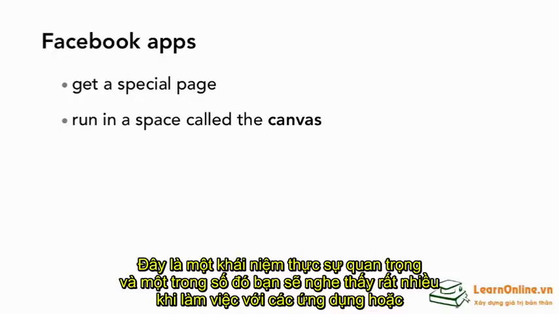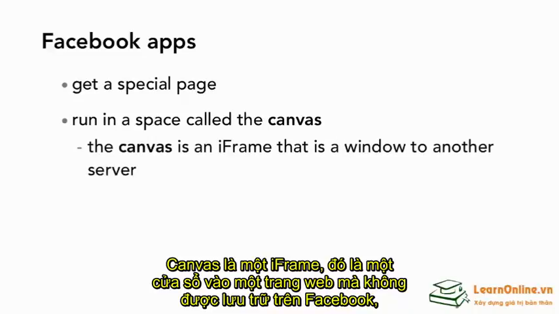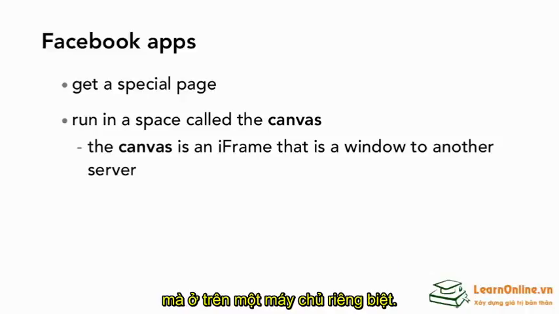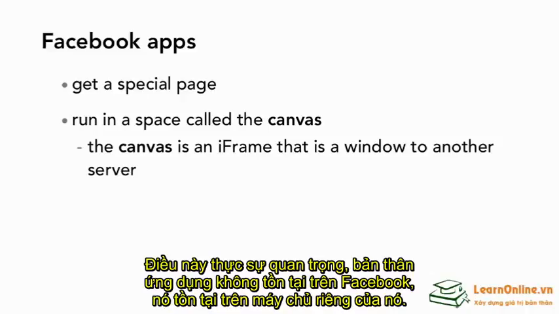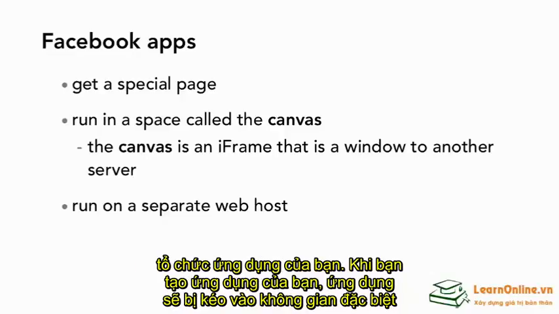This is a real important concept and one that you'll hear a lot when working with apps or reading the developer documentation. The canvas is an iframe that is a window onto a website that is not hosted on Facebook, but on a separate server. This is really important. The app itself doesn't exist on Facebook. It lives on its own server. If you're an app developer, you'll have to get your own server so you can develop and host your app.